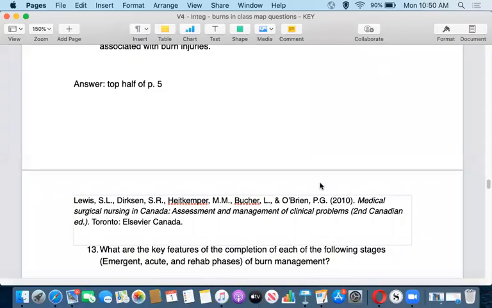Question 13 is asking us what the key features are of the following phases of burn management: 1, the emergent phase, 2, the acute phase, and 3, the rehab phase. First, let's just say that the overlap between these 3 phases is pretty big, especially between acute and rehab. But we're just talking about them individually for academic purposes. In real life, you get a lot of overlap here.